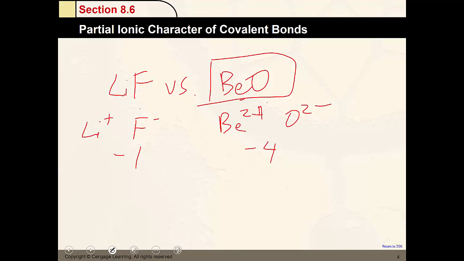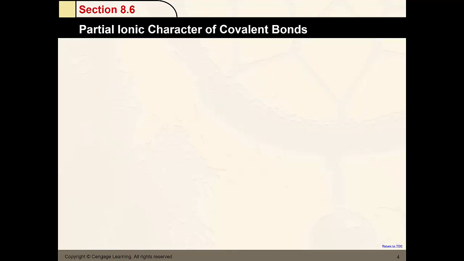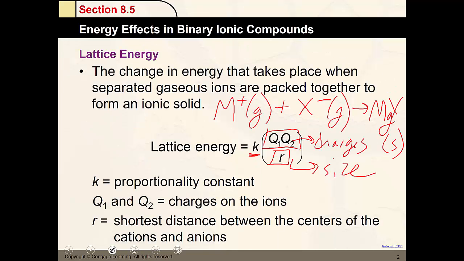So same thing here, beryllium oxide would have a greater lattice energy than BeF2, because if we looked, it would be Be 2 plus and F minus. So around the same sizes, but now plus 2 times negative 1 would be negative 2. So those are the ratios looking at the relative charges there.